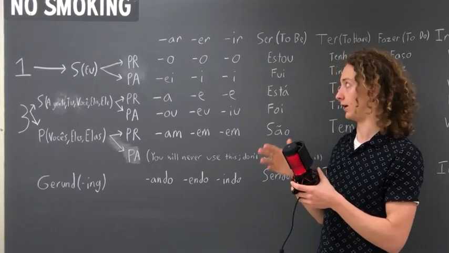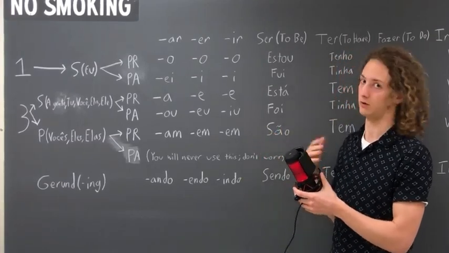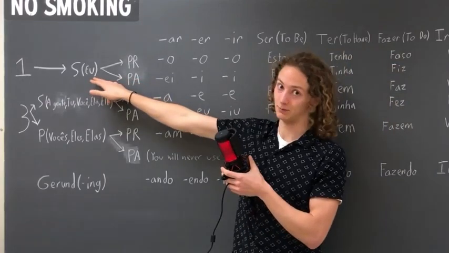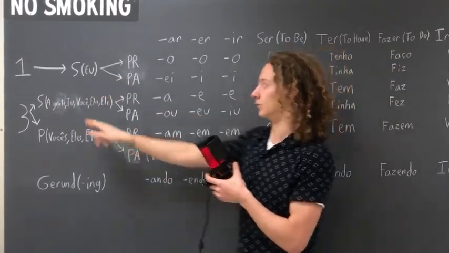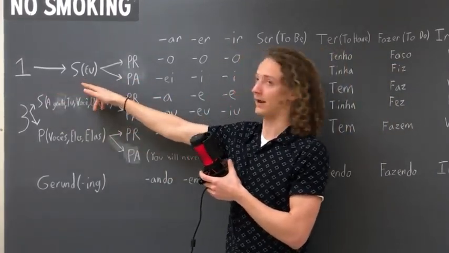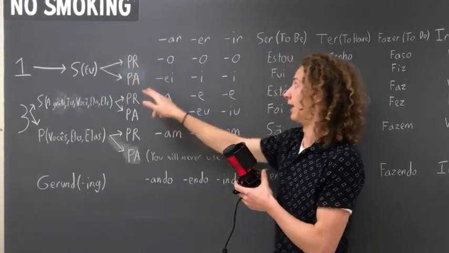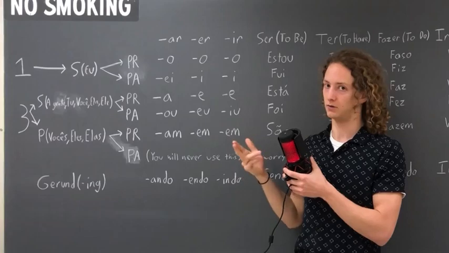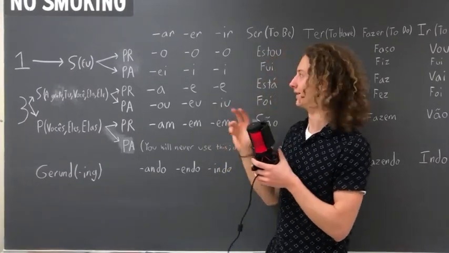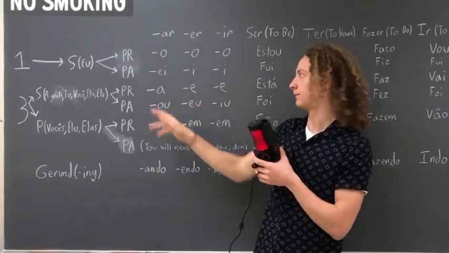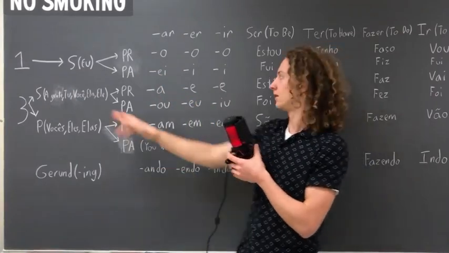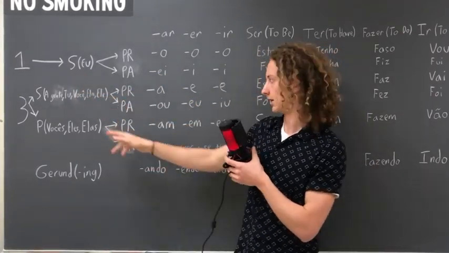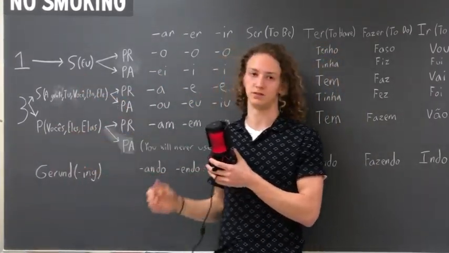So I walk would be eu andar. Eu is right here. I even included it in parentheses, which is first person singular, and since it's in the present, I would end it with o. So eu andar becomes eu ando. Oh, and also, by the way, PR means present, PA means past, S means singular, and P means plural.